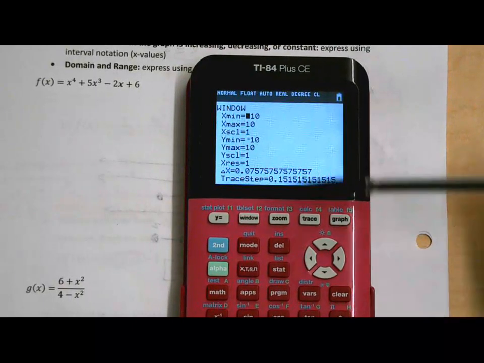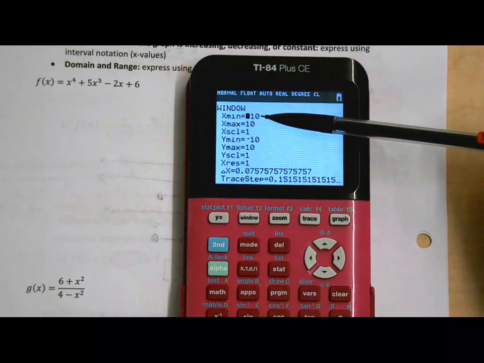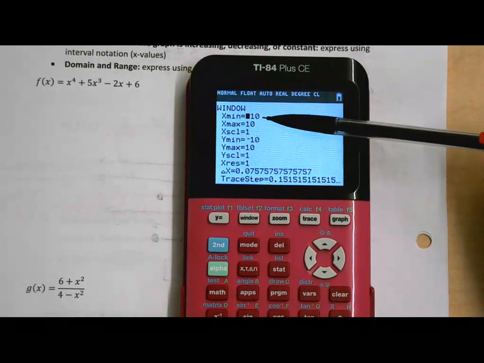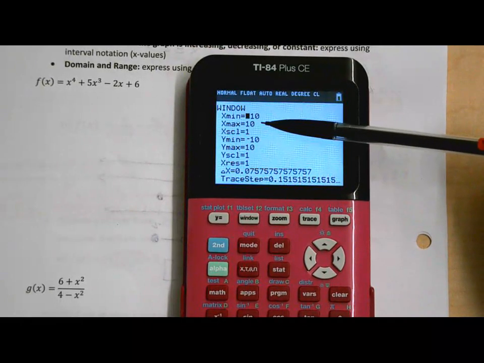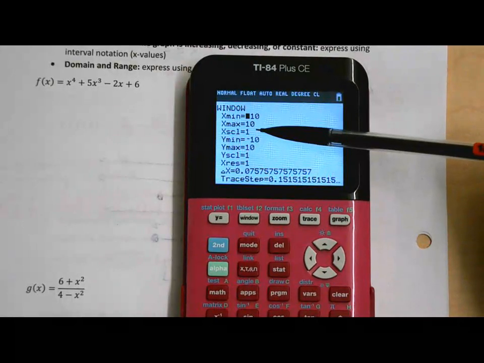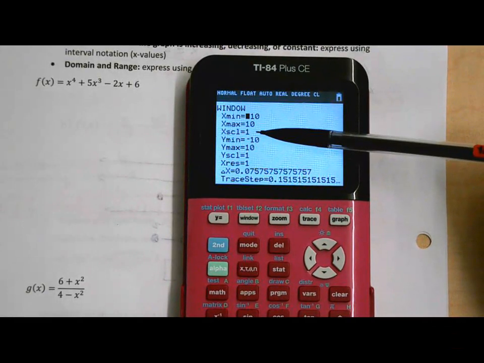And this is where you tell your calculator how far to the left. So X min, remember X is in the left and right direction. X min tells it how far to the left to go. X max tells it how far to the right. X scale tells it where you want your tick marks. Do you want your tick marks every 1 unit, or every 5 units, or every 10 units?